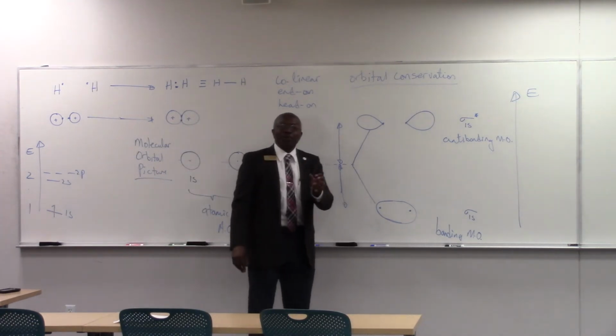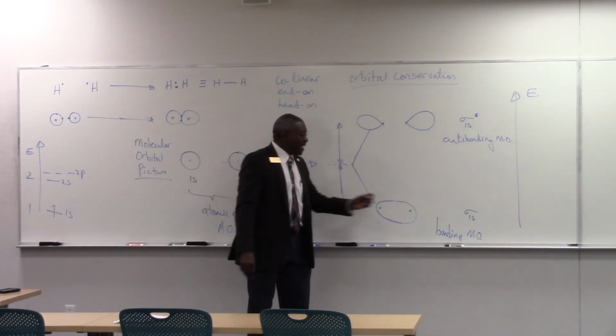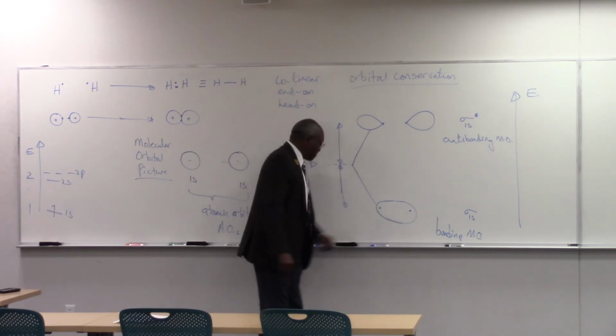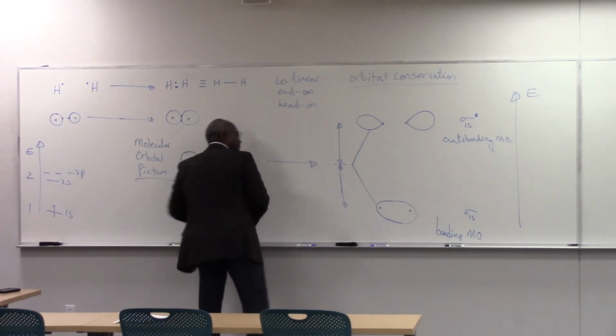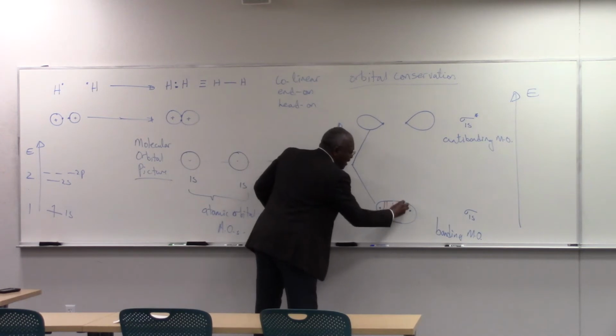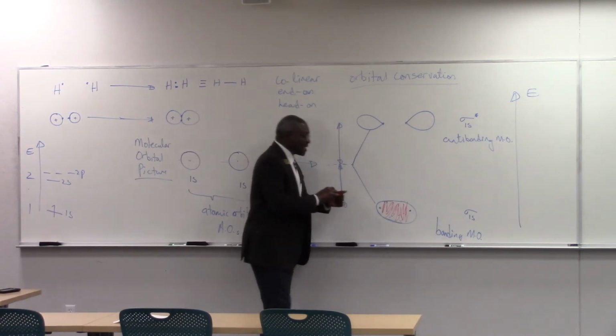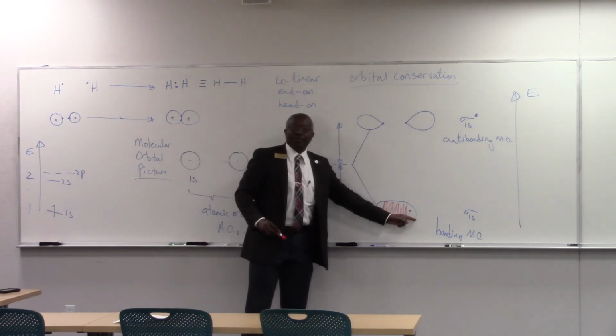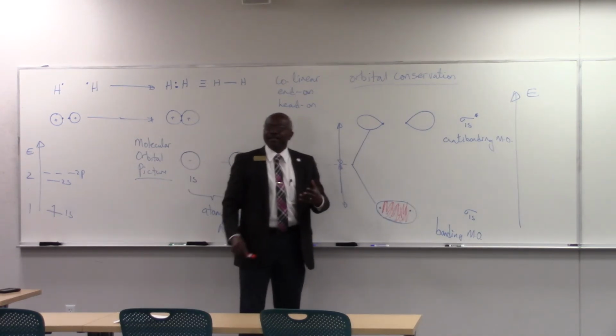So where is the greatest probability of finding the electrons in this orbital? And the answer is here. Most of it is in that gap. So the bulk of the electron density then is in the internuclear gap. So what does that mean?